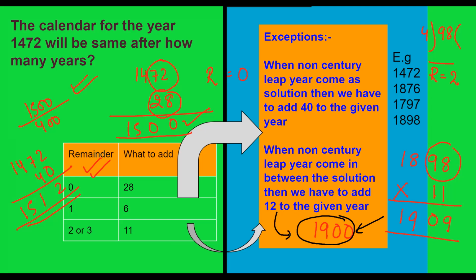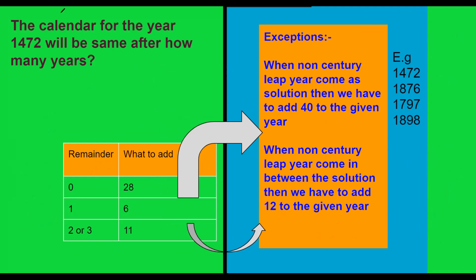You have to be alert with this. I'm taking this as a very high concept, which generally is not asked. You'll only have to remember these things. But sometimes if you get options where adding 28 doesn't work, just check with 40. Similarly, when adding 11 doesn't work, just check with 12, because it may have a non-century year in between, and here it may have a non-century year as an answer. That's it. Then you will be able to do any questions of this type.